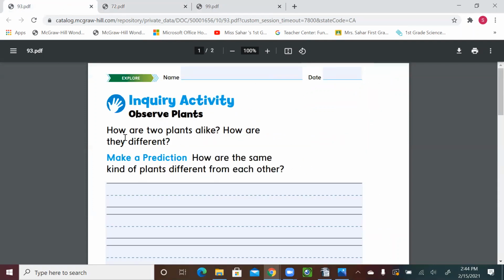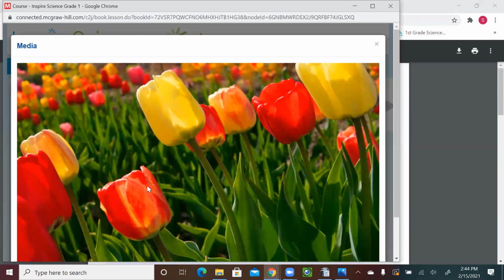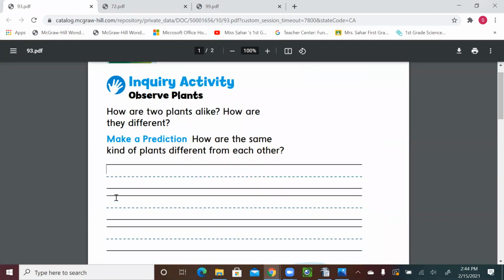All right, now what we need to do is explore. Observe plants. How are two plants alike? How are they different? Make a prediction. How are the same kind of plants different from each other? If you go to the same picture we just saw of the tulips, they are the same plants, but we can see differences in colors or in sizes, right? Two plants might have different numbers of leaves and different colors, but they are the same kind of plant.